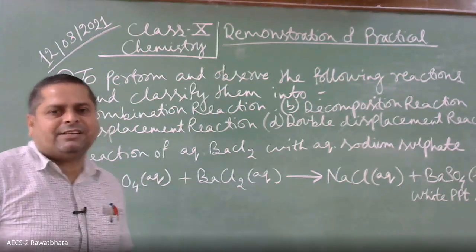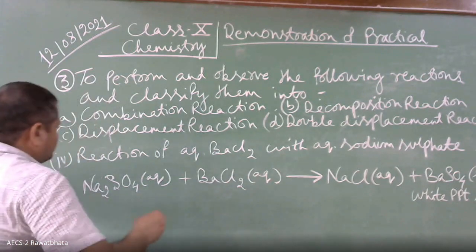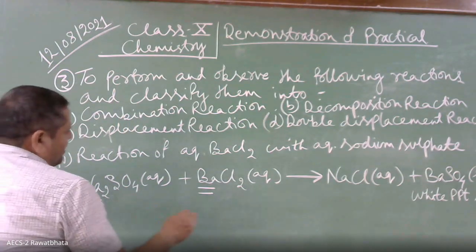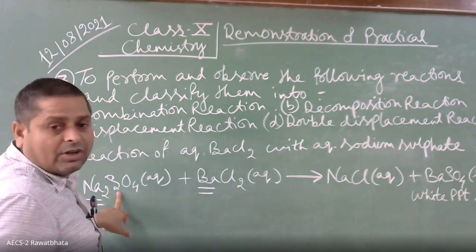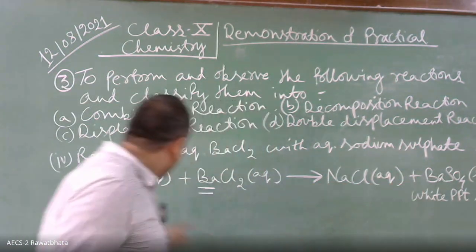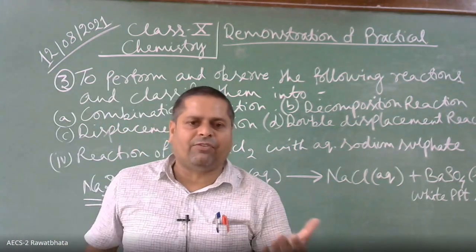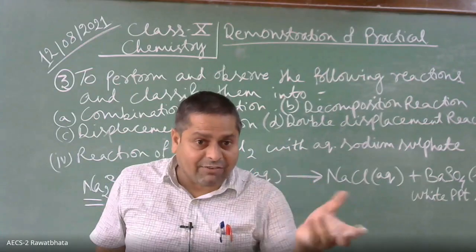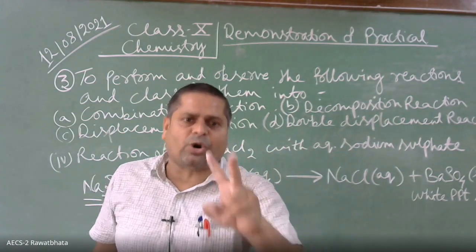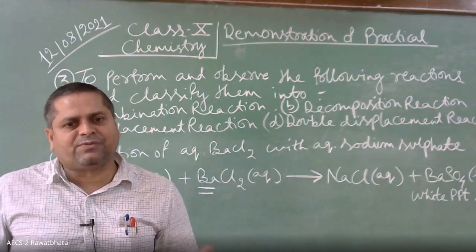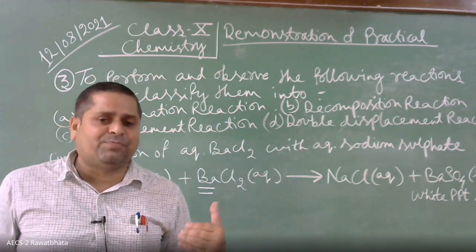So what kind of reaction is this? Please pay attention. Double displacement or precipitation reaction. Because see this cation and this cation: this cation gets mixed with sulfate, forming barium sulfate, and this cation gets mixed with chloride, forming sodium chloride. So there is an exchange of cations and anions among two salts. That is why this reaction is called double displacement reaction.